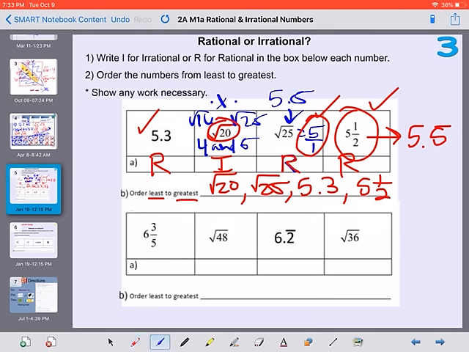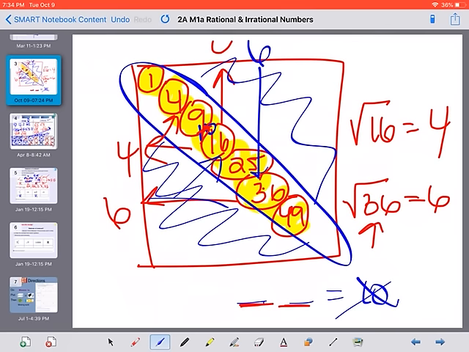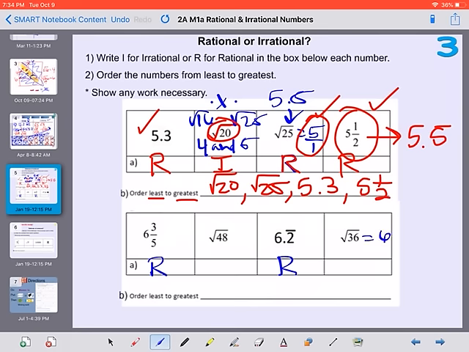Next, same thing. We have 6 and 3/5, square root of 48, 6.2 repeating, and square root of 36. Well, any fraction and any decimal that repeats, I know are rational numbers. Decimals, fractions, those are good to go. Our square roots, we know the square root of 36, 6 times 6 is 36. So this is just 6. That's a rational number. Makes sense.